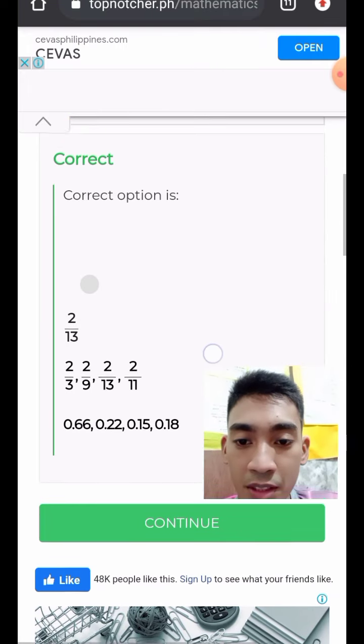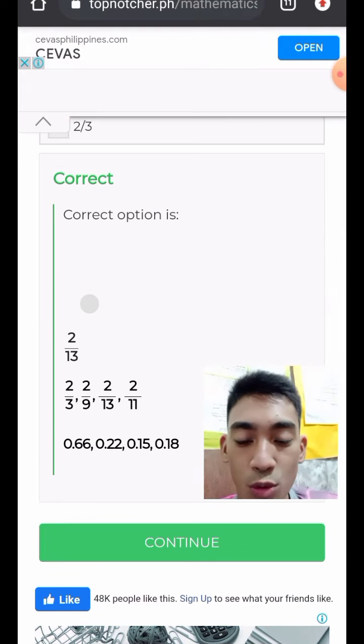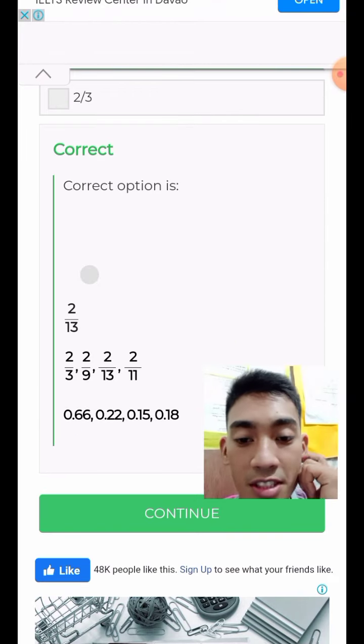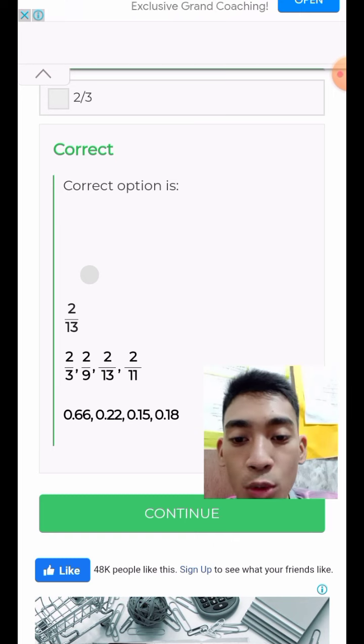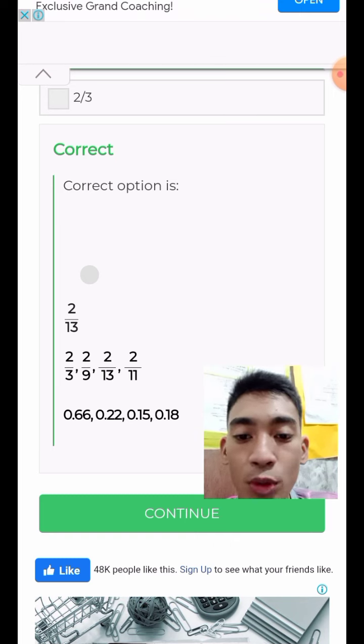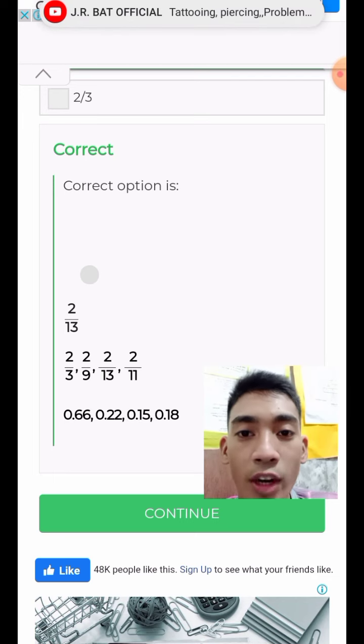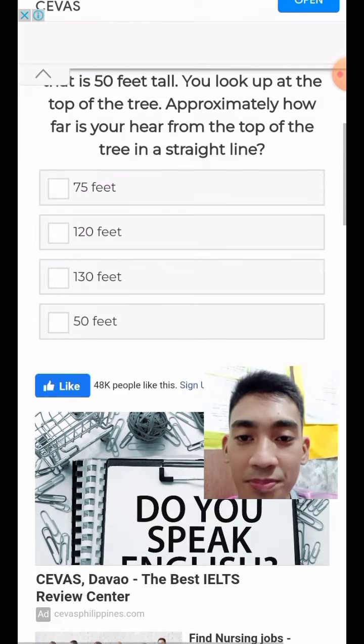Correct? So 2/3 is the biggest, which has an equivalent of 0.66. That's 2/3, 0.66. 2/9 is 0.22. 2/13 is 0.15, while 2/11 is 0.18. Continue.